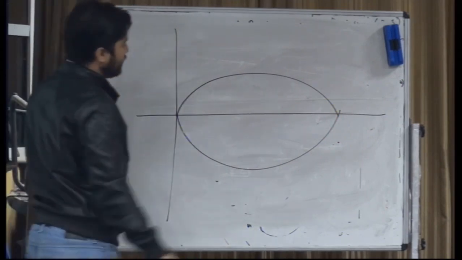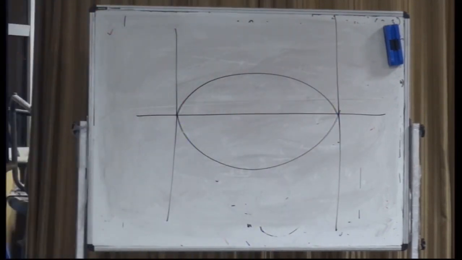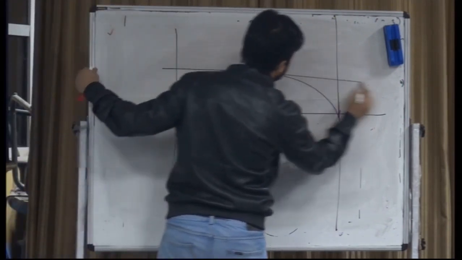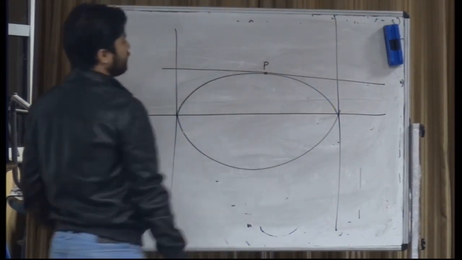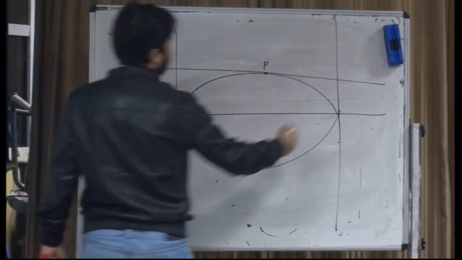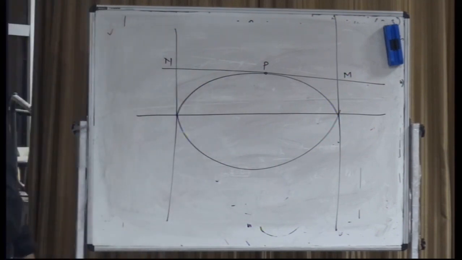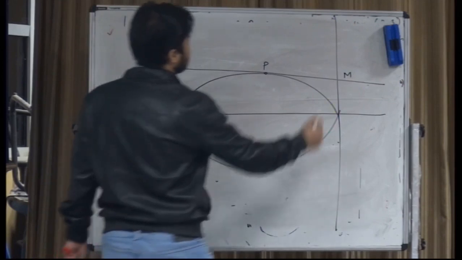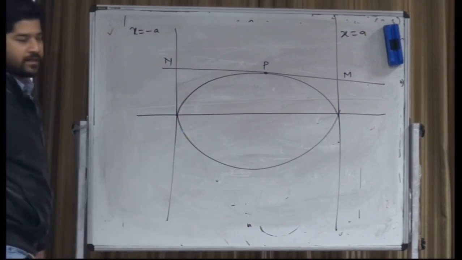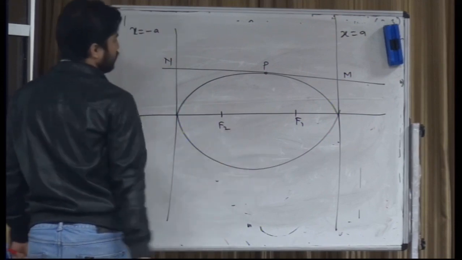This is tangent at major vertices. These are tangents at major vertices. This is your tangent at P, and MN. So MN is the portion of tangent at P intercepted. This is x is equal to a, this is x is equal to minus a. This is F1, this is F2.